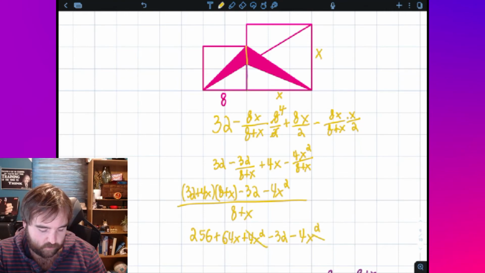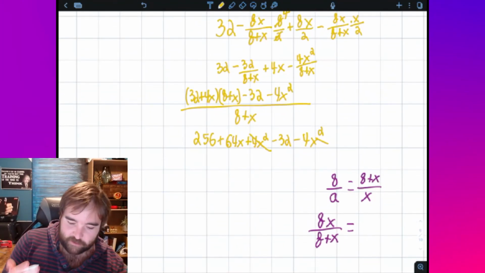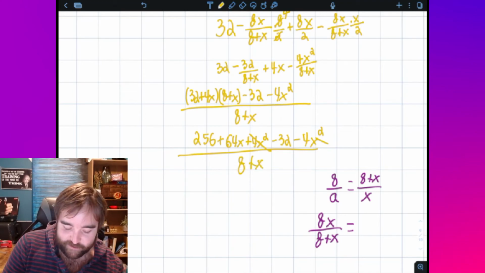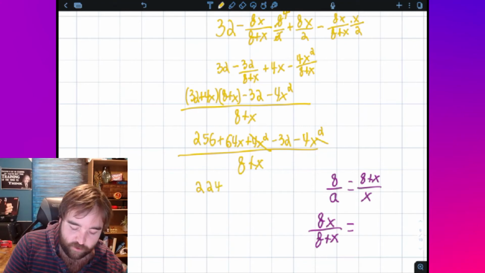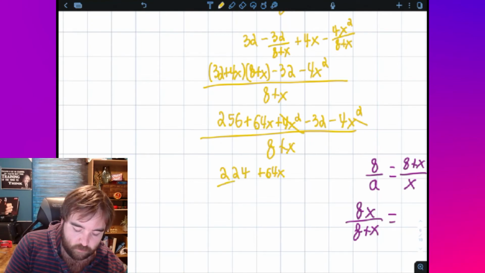These cancel and these cancel. Well, actually, no. Maybe I just didn't continue progressing. Actually, I think this is fine. So 3 or 2, 24. Okay, maybe not. Plus 64x. Can I do 224 divided by 64? Maybe.